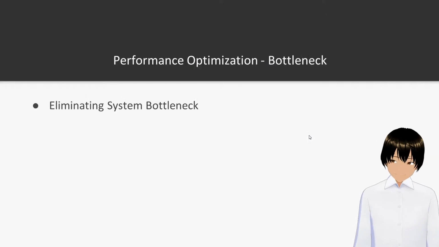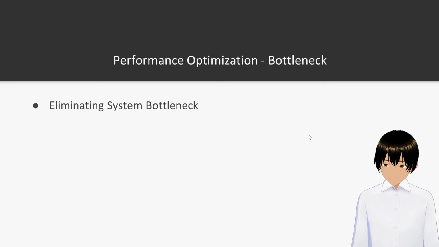Eliminating system bottleneck. The last step you could try in enhancing the performance is to find the bottlenecks in the system. Eliminating system bottleneck may not be in your control. You can ask for improving the system capabilities to enhance the performance.